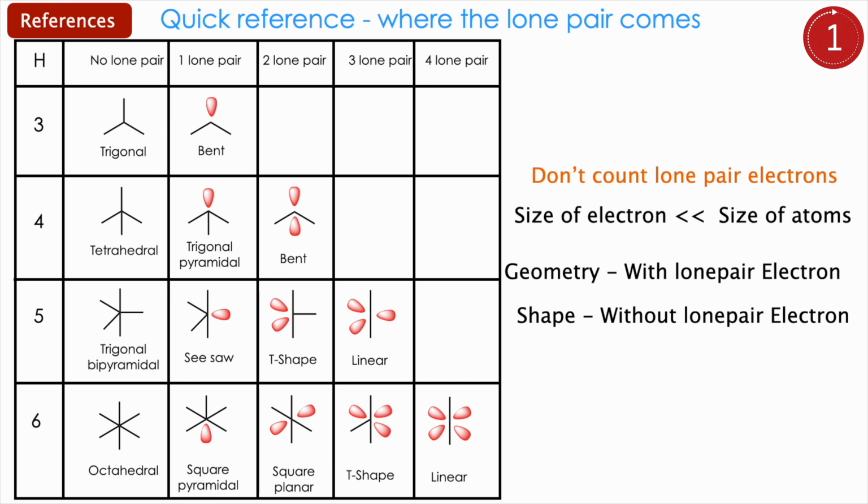Then the next library is for the references where the lone pair comes. Here the size of an electron in a lone pair is always less, and the size of atoms is higher. So shape means without lone pair. In all the structures, the position of the lone pair is critical. The number of lone pairs is critical. This information helps you to avoid confusion.